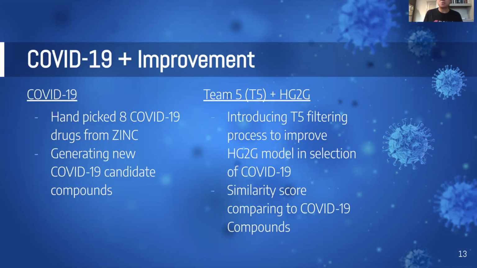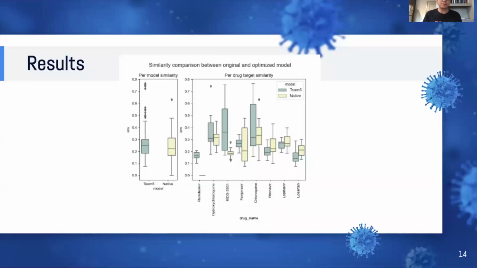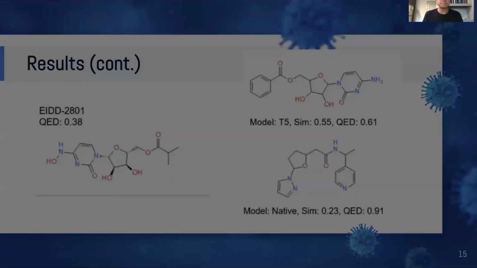Because of this, we introduced a filtering process, our team's filtering process, alongside HG2G to improve the selection. The idea is that we want to pick out drugs that are already similar to COVID-19 drugs and use them as a training set instead of just fitting the whole thing. And you can see the result here. Applying the filtering increases the similarity and the QED score around COVID-19 drugs compared to no filtering method.